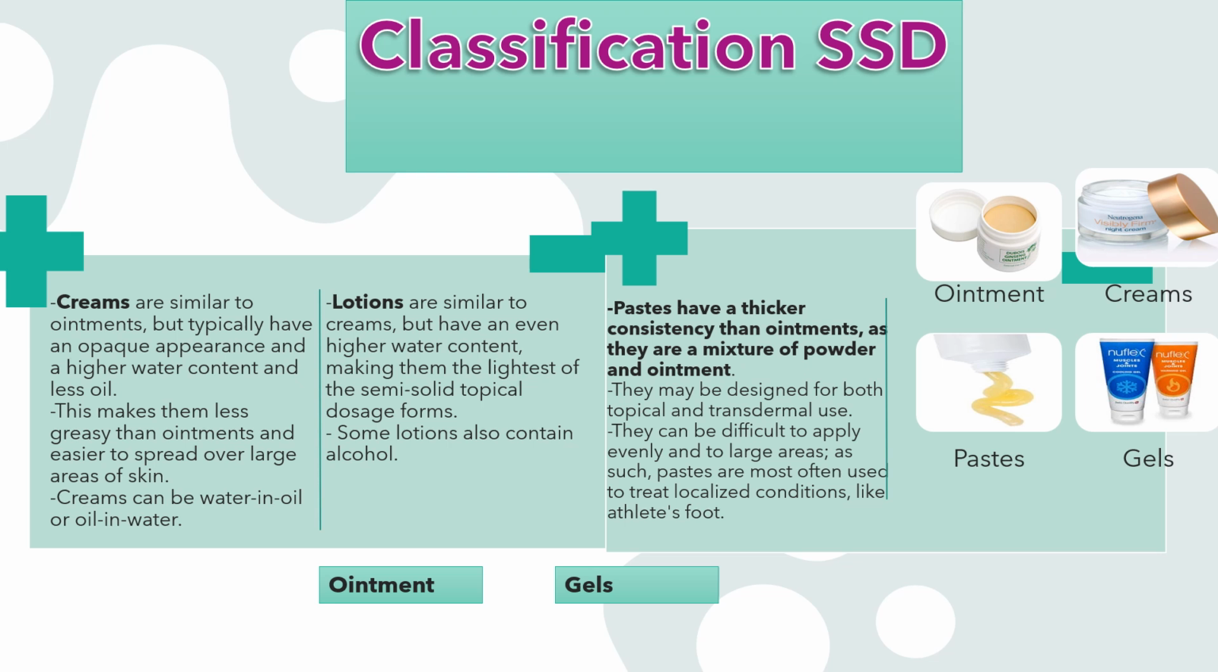Fourth, gel. Gels are semi-solid dosage forms that can be either topical or transdermal. They are aqueous colloidal suspensions with a liquid phase that is entrapped in a polymer matrix. Gels tend to be clear or translucent, and their smooth consistency makes them easy to apply evenly over a large area of the skin. In addition to being used as a medication, gel can also be used as a lubricant.